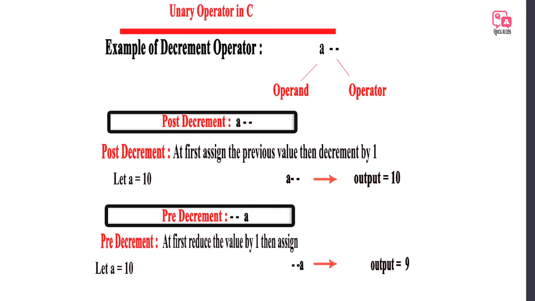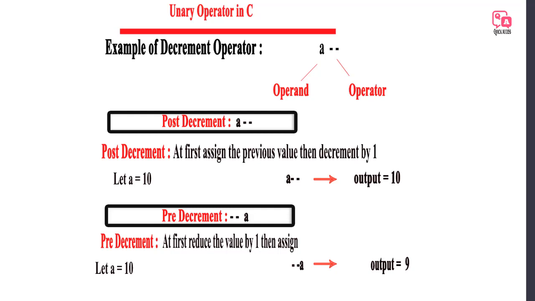Now we are talking about the post decrement operator. The post decrement operator at first assigns the previous value, the same value, then decrements by 1. I'm giving an example. Let A equal to 10. The same thing, A minus minus. Why A minus minus? Because we are using post decrement. So first should be the operand, A, then the operator minus minus. The rule is, at first assign the previous one. The previous one means the value of A was 10. Now you are getting 10.